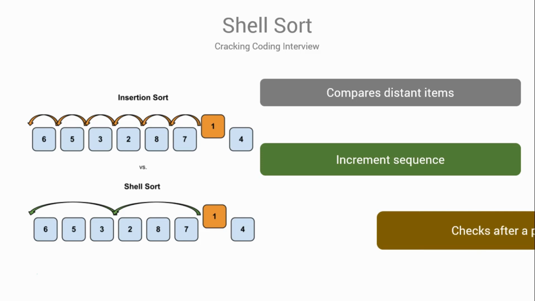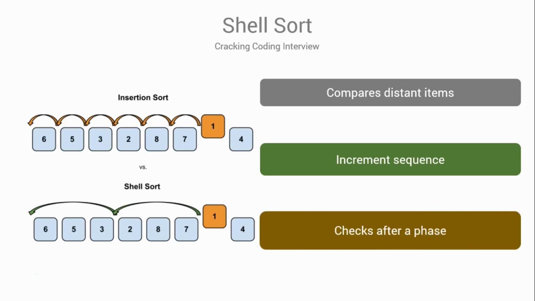Then the next part is that it checks after each phase. As I mentioned, if I take a gap sequence of 3, then I compare and reshuffle. Again I take a gap sequence of 2, then a gap sequence of 1, and at the end you will see that all the elements are sorted properly with the help of the shell sorting algorithm. So I would repeat, step number 1 is comparing the distant items.